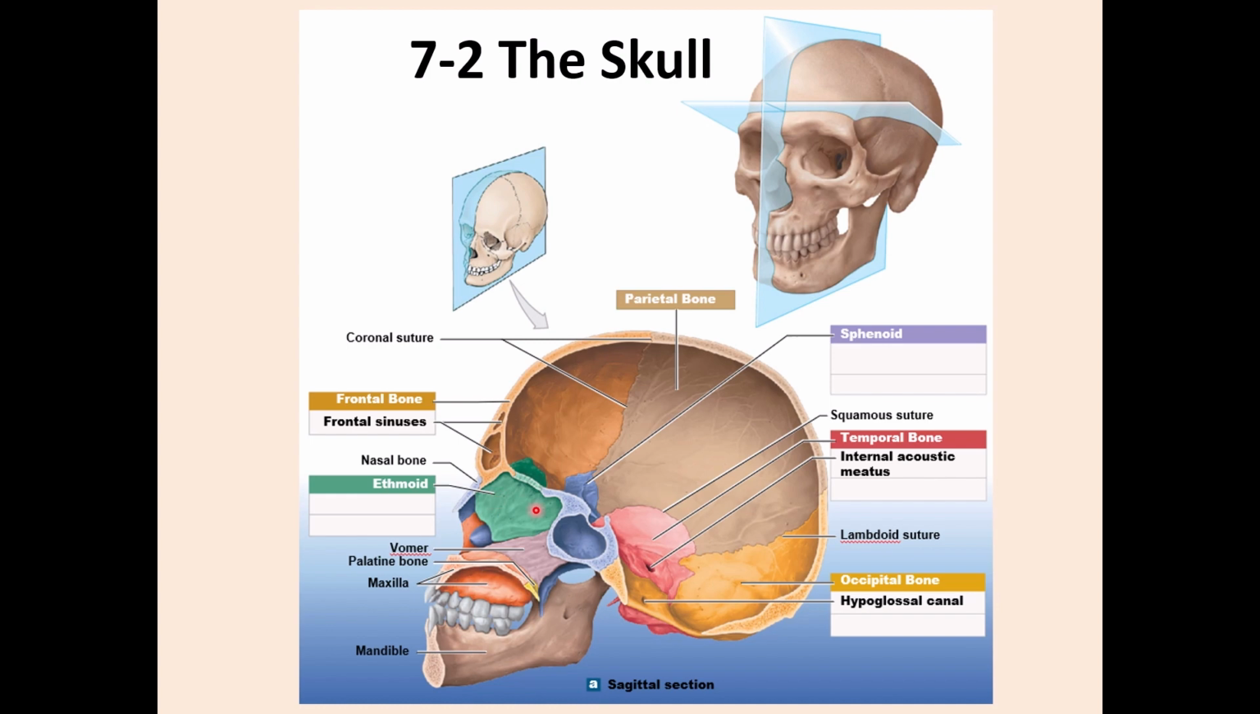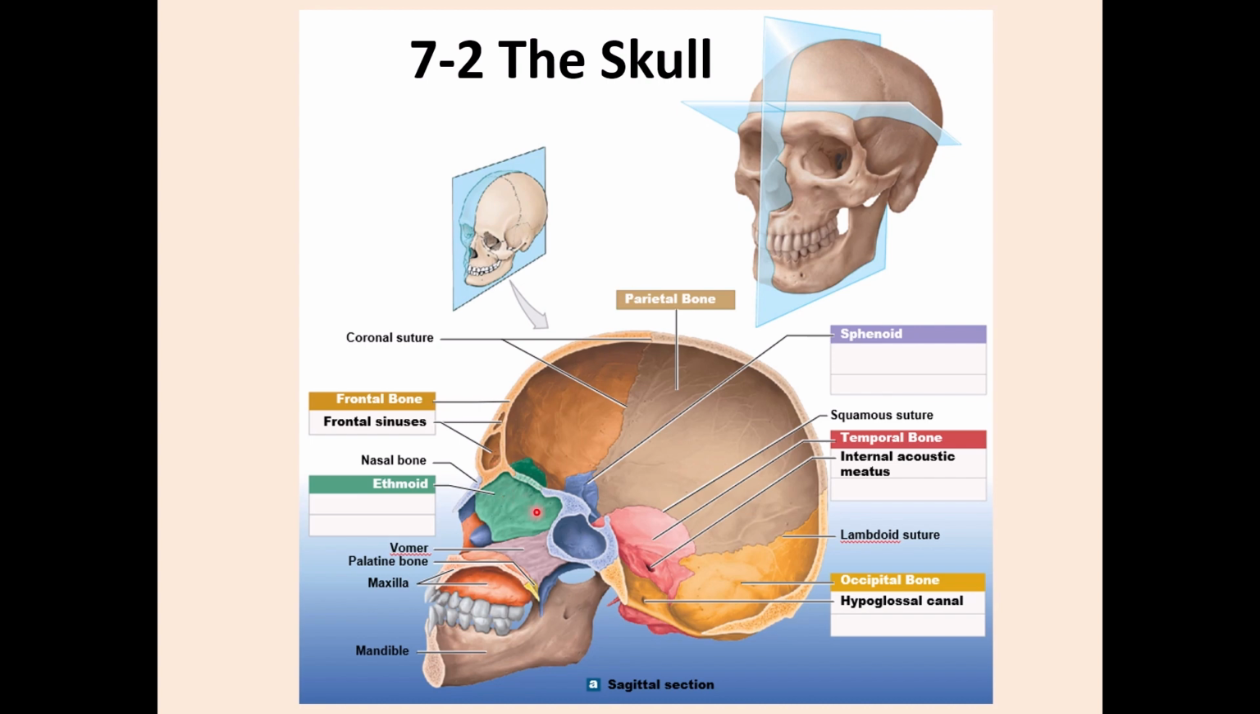This is the ethmoid bone. This ethmoid bone together with the vomer, so these two together make the bony part of the nasal septum. The nasal septum is like a wall that separates the nasal cavity into the right and left.